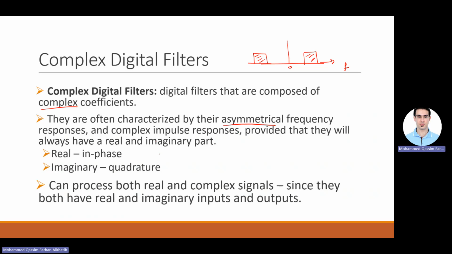Okay, so we have what we call the real part, which is the in-phase part, basically cosine, and we have the quadrature part. That's the sine component. So it can process both real and complex signals since they have real and imaginary inputs and outputs.